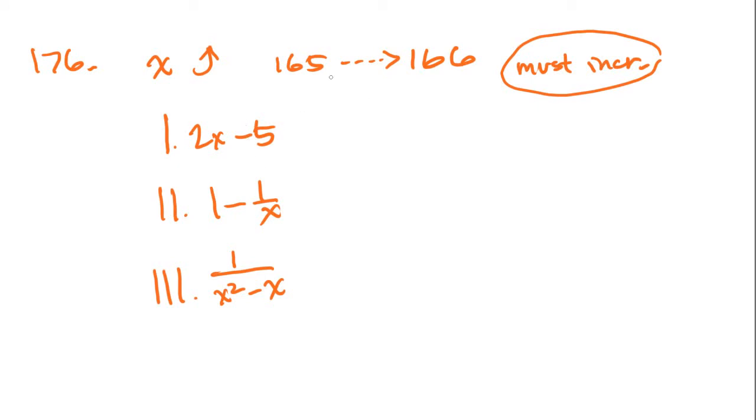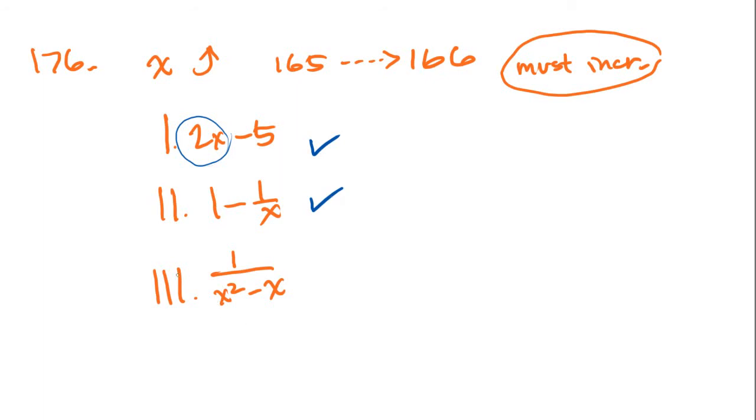So 165 goes to 166, and that's our x. Then this number will get bigger, and we're subtracting by a constant, which is 5. So this is always going to be true. 2 times 166 is always going to be bigger than 2 times 165, and you subtract by the same number. Number 2, 1 minus 1 over x. Well, 1 over x is going to get smaller and smaller because the denominator is going to get bigger and bigger. But since we're subtracting it from 1, that means we're taking away less and less and less from 1, so this is going to actually increase.